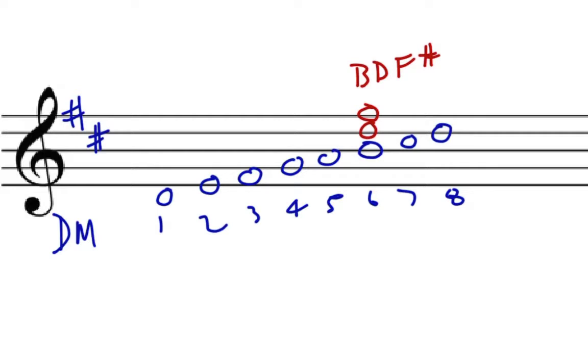And let's do the mediant as well. The mediant would be on this F sharp, and it would be F sharp, A, C sharp.